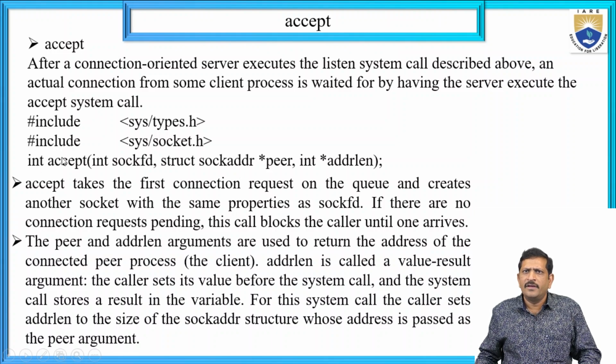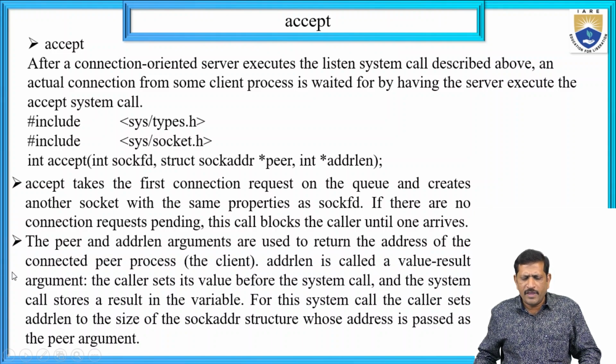Here is the code for accepting: int accept(int socket_fd, struct sockaddr *peer, int *addr_length). This accept takes the first connection request on the queue and creates another socket with the same properties as sock_fd, that is, a socket file descriptor.